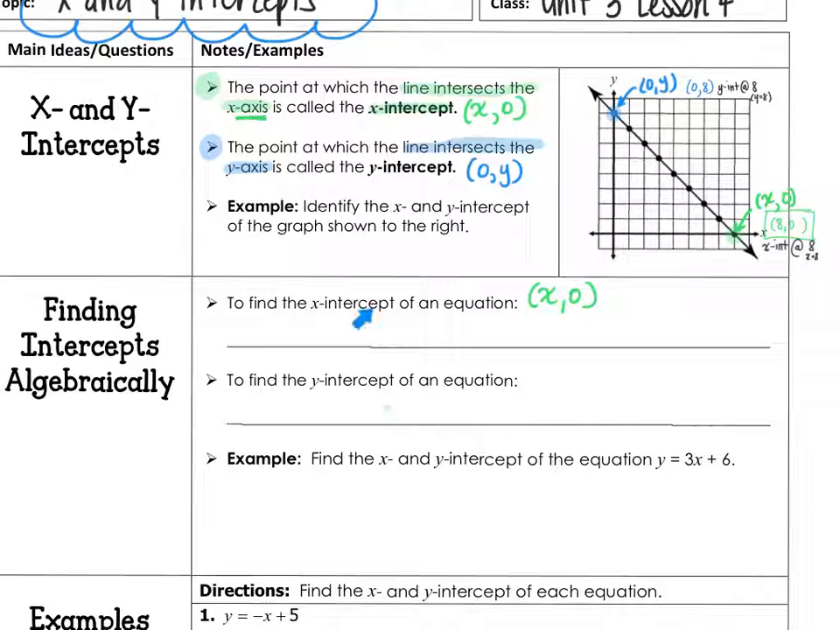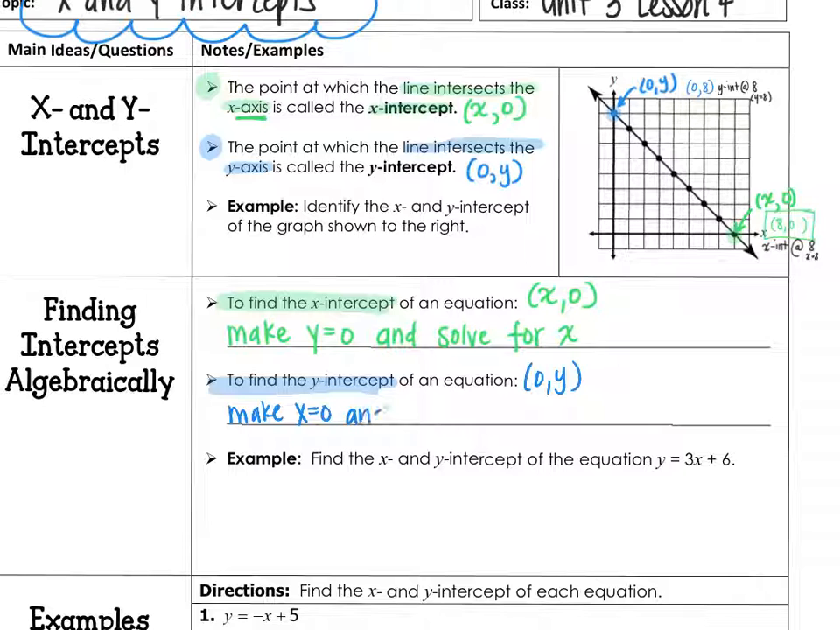So to find the x-intercept of an equation, you make y equals 0 and solve for x. That's going to give you that ordered pair that is the x-intercept. Make y equals 0 and solve for x to find the x-intercept. To find the y-intercept, well, let's go back to the ordered pair of a y-intercept. That's 0, y. So we make x equals 0 and solve for y.